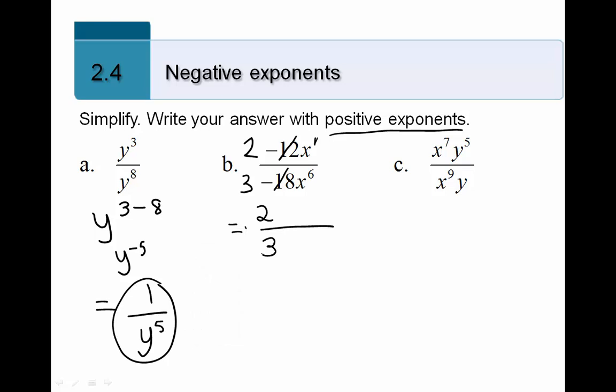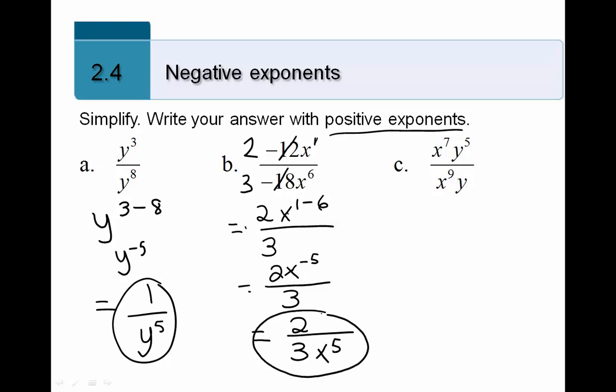And we're doing x to the 1 minus 6. So that is 2x to the negative 5 over 3. So the 2 is fine where it is, the 3 is fine where it is. The reciprocal of x is 1 over x. That forces my x to my denominator to make the exponent on it positive.